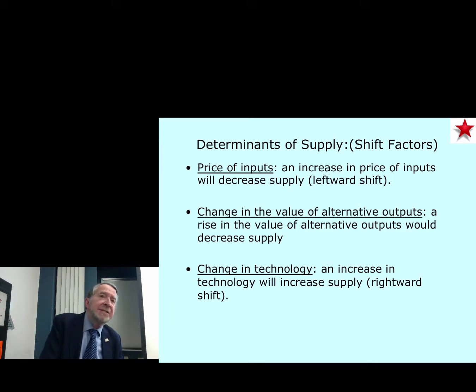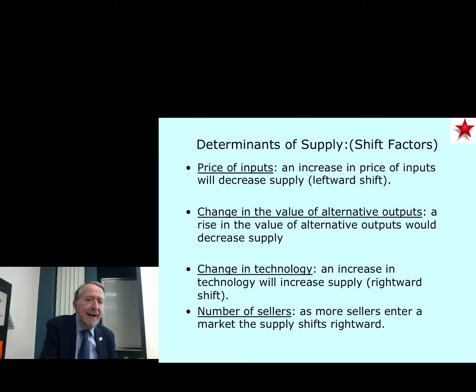And changes in technology have been the major factor which has led to the rising standard of living all over the world. As people adopt new ways of doing things, that's a key element. Price of inputs, value of alternative outputs, changes in technology.